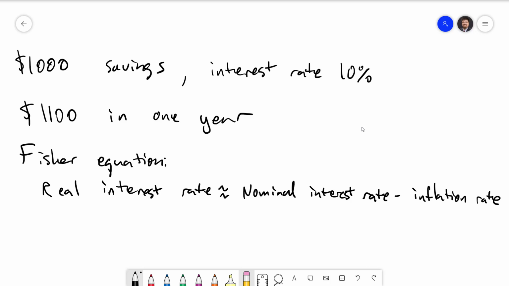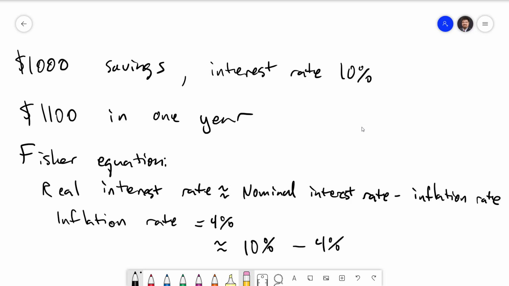For example, let's suppose that the inflation rate was 4%. This means that our real interest rate is approximately 10%, which is our nominal interest rate, minus the inflation rate of 4%, which is going to be 6%. There is a more sophisticated equation that we can use to more accurately calculate the real interest rate, but this will suffice for our purposes.